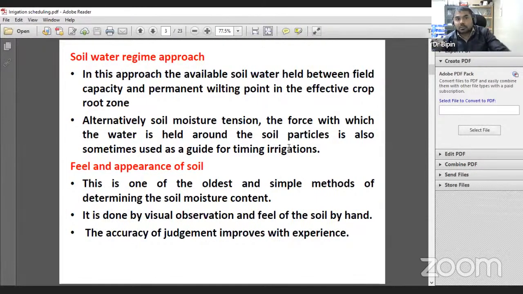So in the soil water regime, as I told you, it means the water retained in between the field capacity and permanent wilting point.